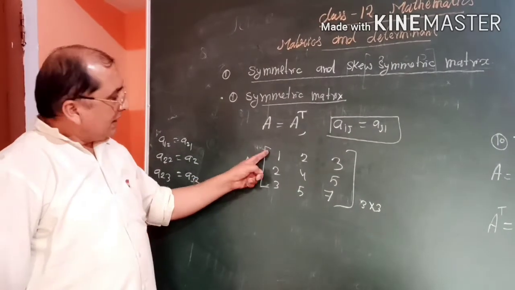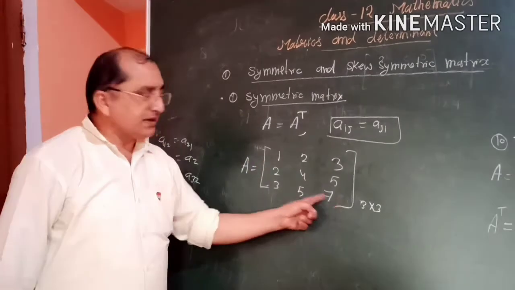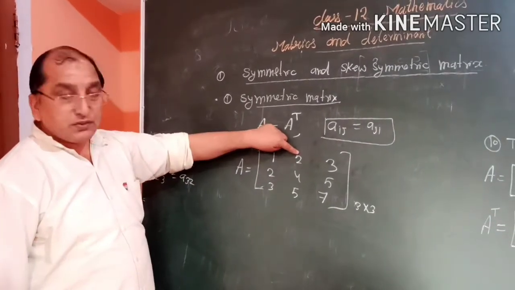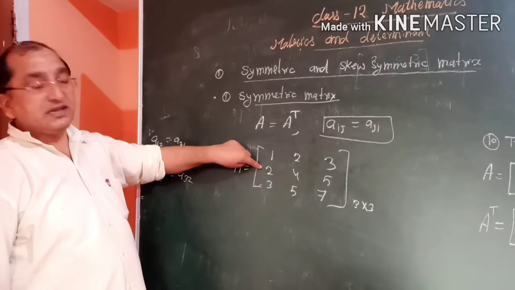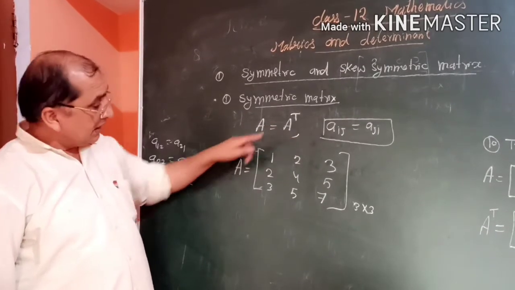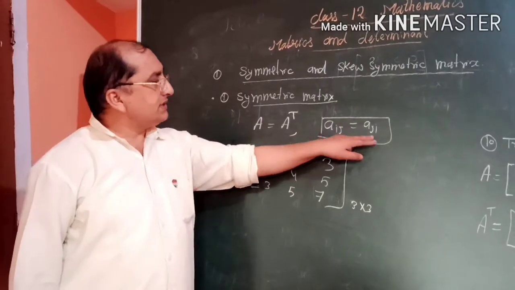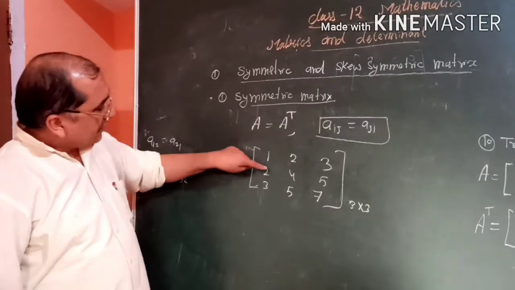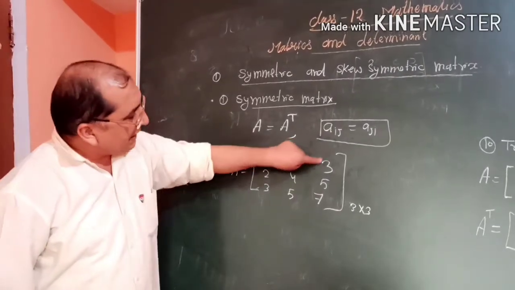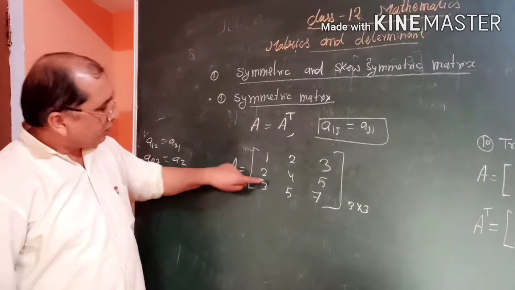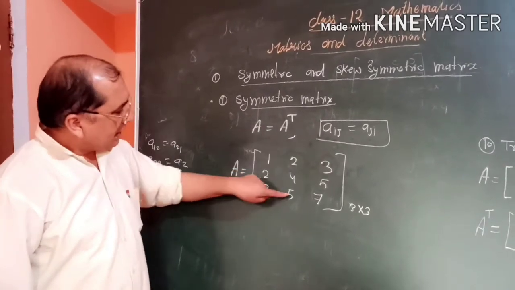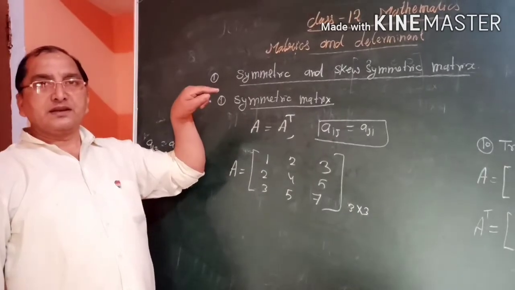A11 is in the principal diagonal, and for the rest, this element and this element must be the same. This is A12 and this is A21, so A12 equals A21. I have written Aij equal to Aji, meaning A12 and A21 are the same, A13 and A31 are the same, and A23 and A32 are the same.